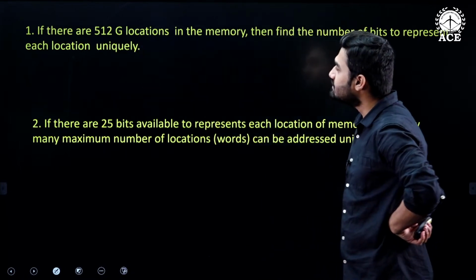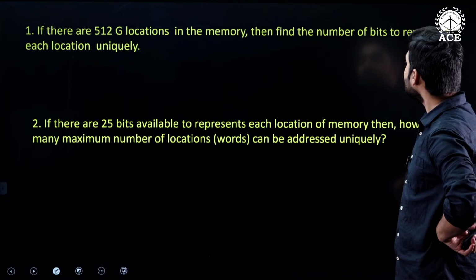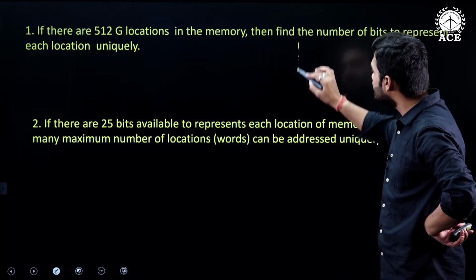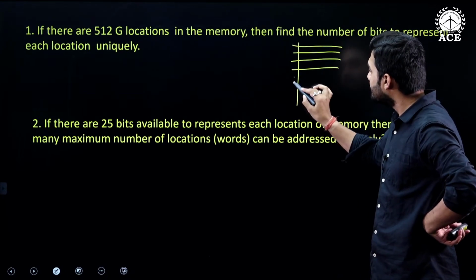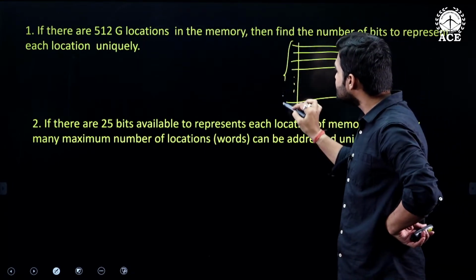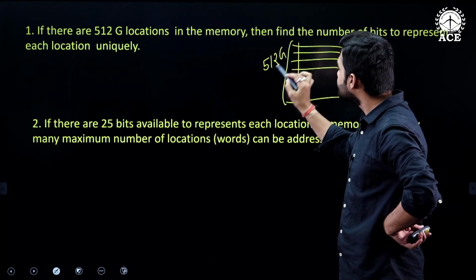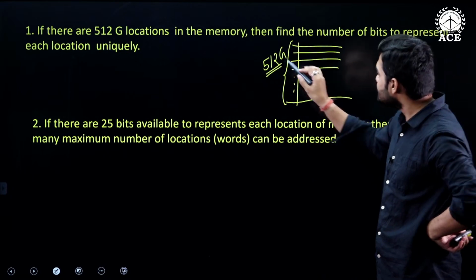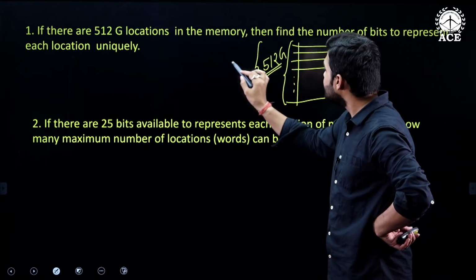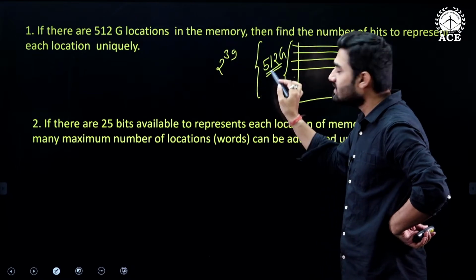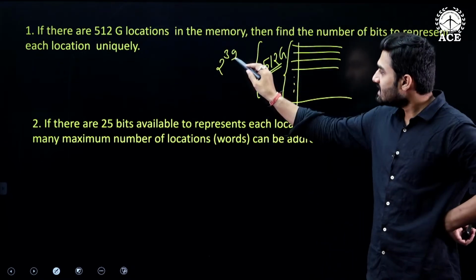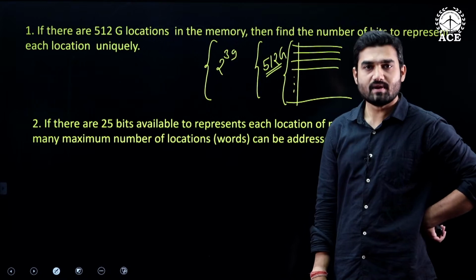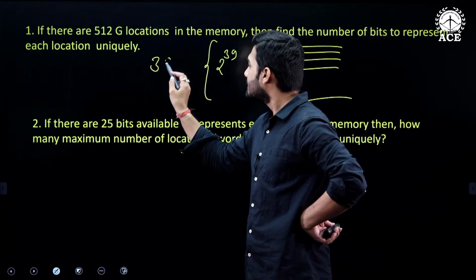If there are 512 G locations in the memory, find the number of bits to represent each location uniquely. How many locations are there in the memory? 512G locations are there. These many locations means I have 2 power 39 locations, because 512 is 2 power 9, and G means 2 power 30, so I have 2 power 39 locations. If I have 2 power 39 locations, how many bits are required? The bits required is 39.